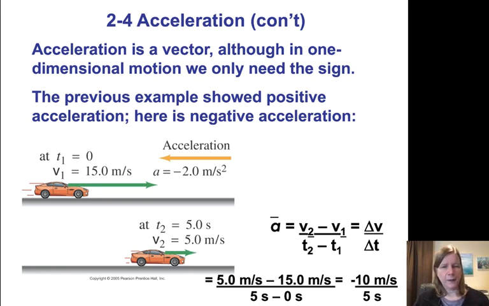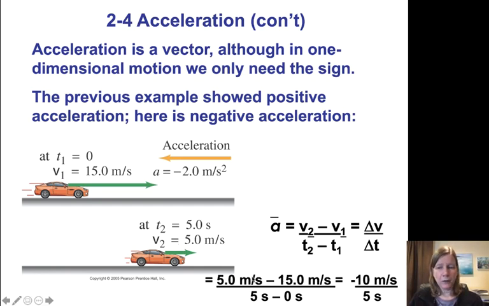And if you're wondering how that works out from second to second, you could think it through. We start at 15 meters per second. After 1 second, we're going 13 meters per second. After 2 seconds, we're going 11 meters per second. After 3, we're going 9. After 4, we're going 7. And after 5, we're going 5 meters per second. So you could, by force, figure out how this changed.